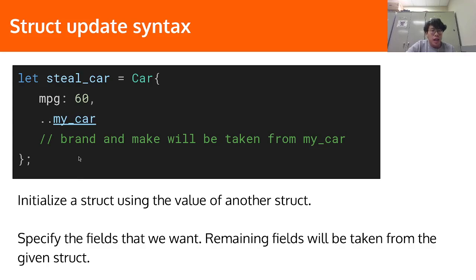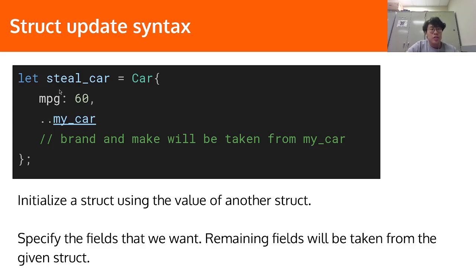So one of the last things I will talk about is the struct update syntax. This is the scenario when we already have an existing struct, and we want to create a new instance of the struct using the values from the one that we already have. For example, earlier we defined the my car struct with all the values already defined.